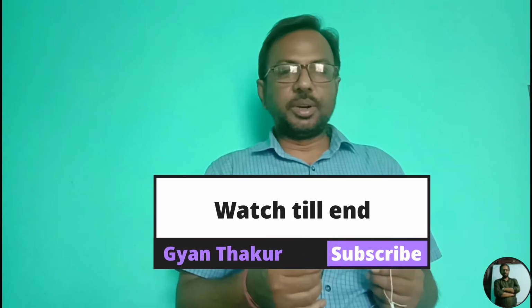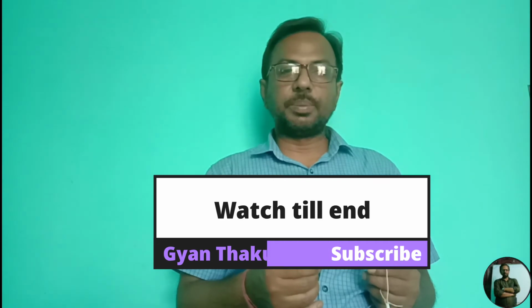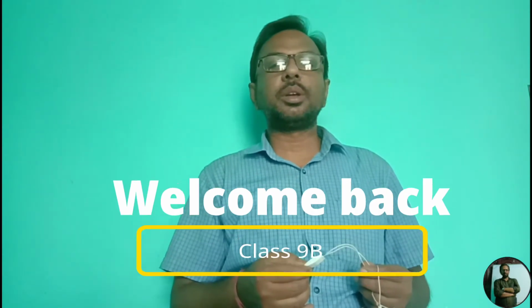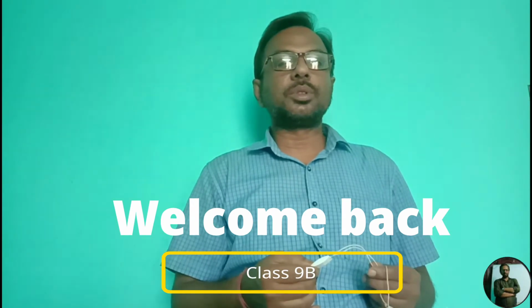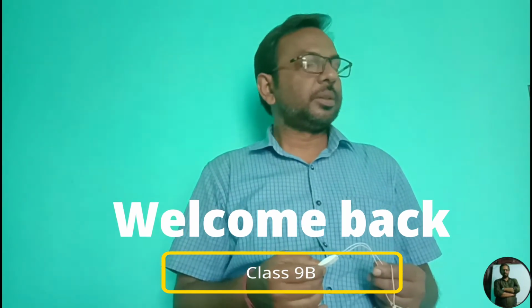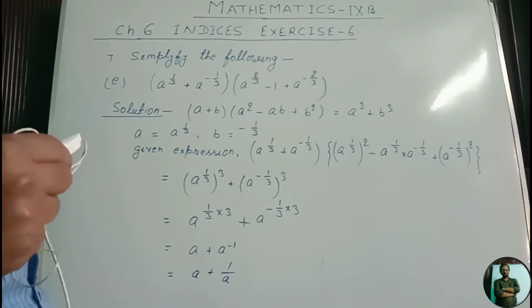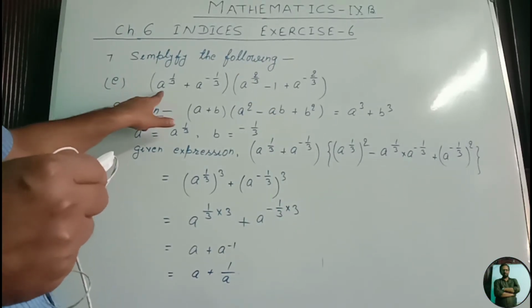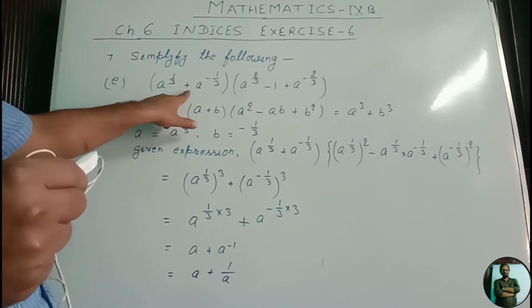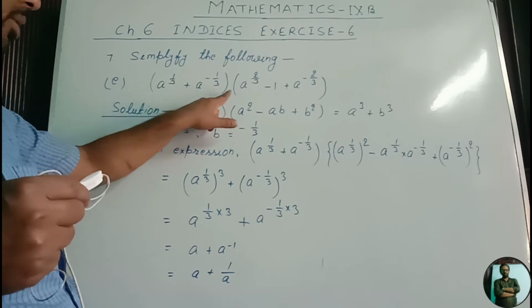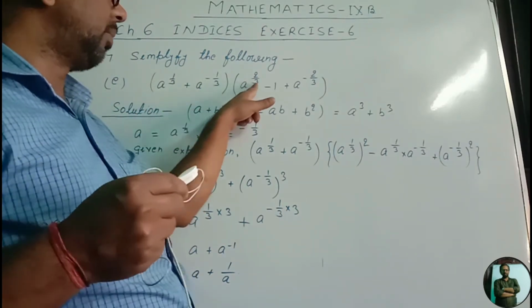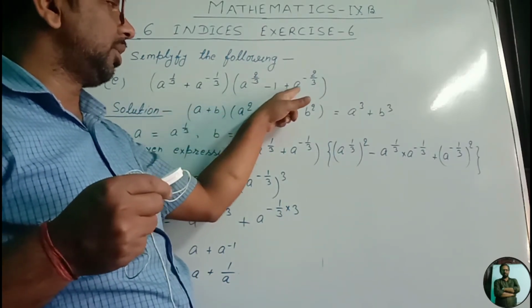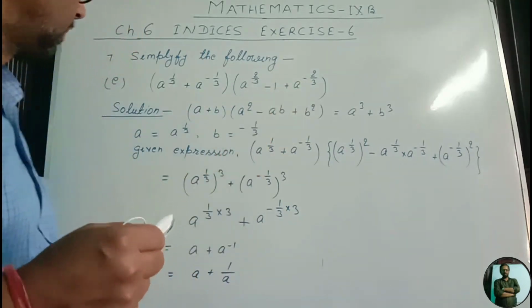In the period of mathematics, we are solving chapter 6, indices, exercise 6. Today we are going to solve question number 7e. Question number 7e: (a to the power 1/3 plus a to the power minus 1/3) into (a to the power 2/3 minus 1 plus a to the power minus 2/3).